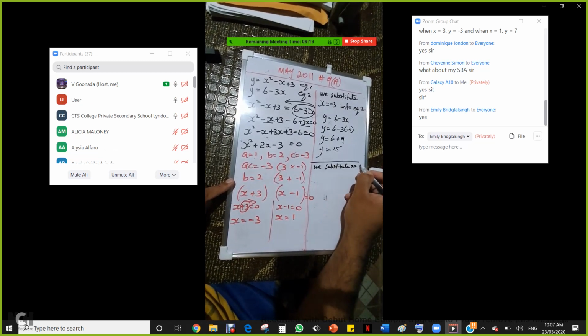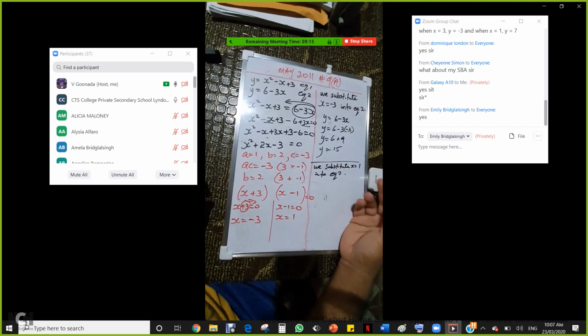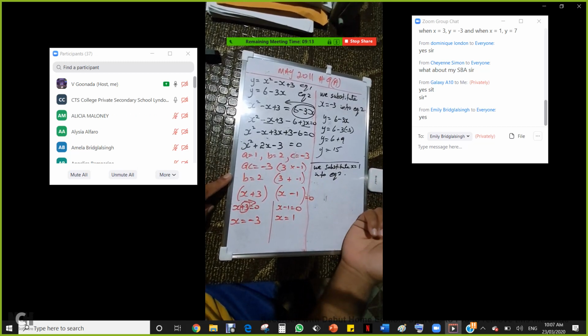x equals 1 in 2. We could use back equation 2 because it's easy. Of course, you could have used equation 1. You would have gotten the same answer. It really doesn't matter.